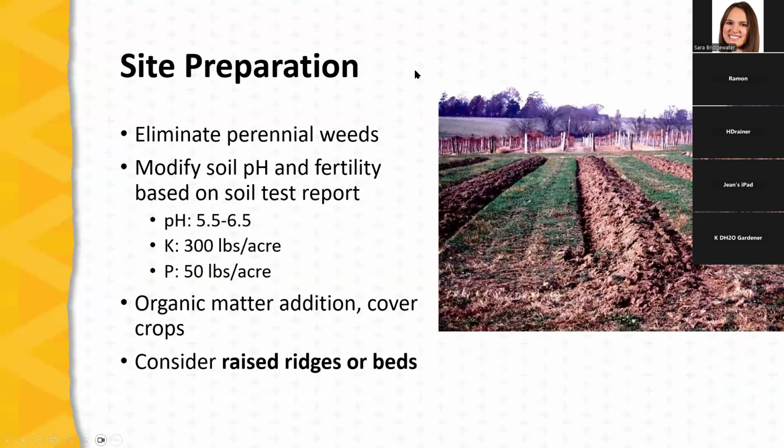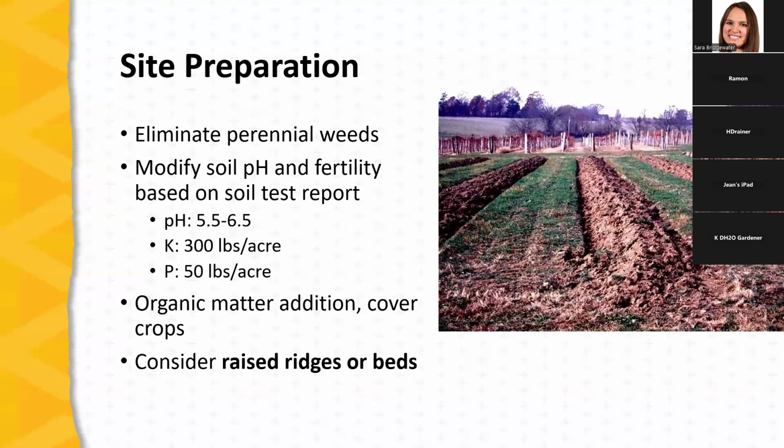So preparation, as I mentioned before, you want to eliminate all perennial weeds. Those are more difficult to control and manage. Modify the soil pH, as I mentioned before. And you can fertilize; adding potassium or phosphorus before planting is a good thing. Normally, potassium and phosphorus do not wash away, so you can apply those before planting.